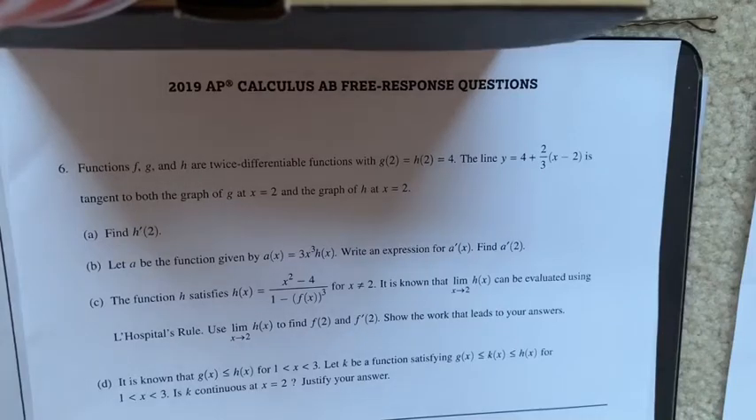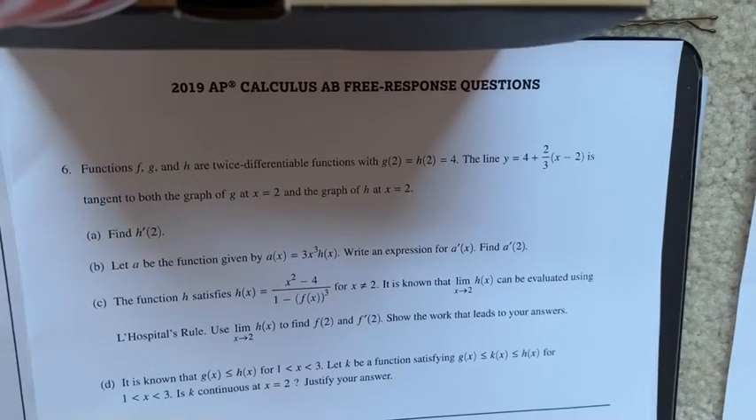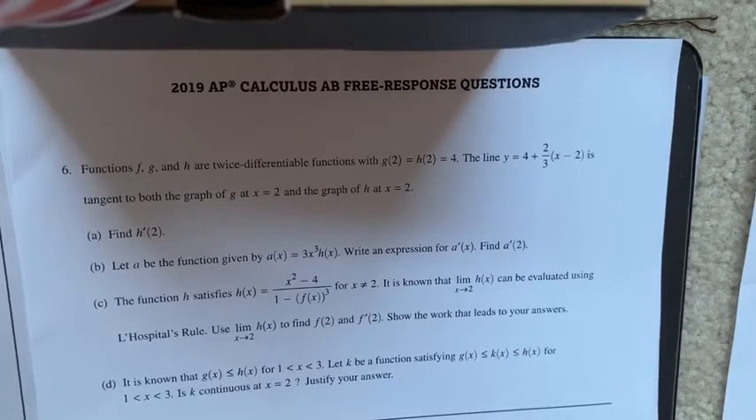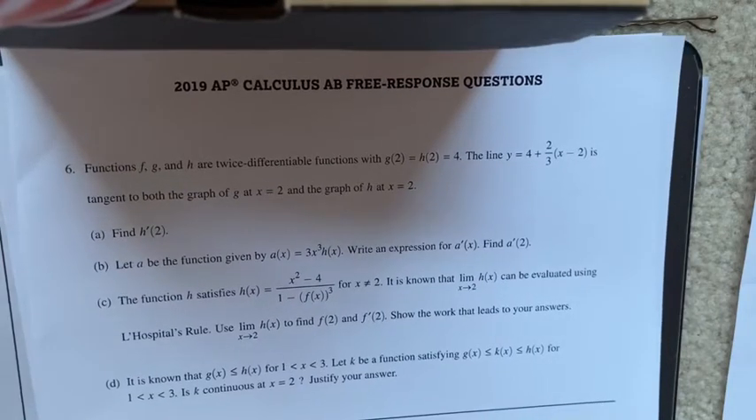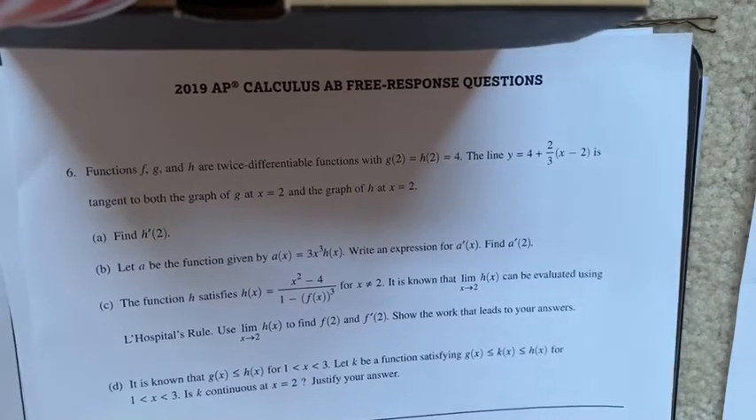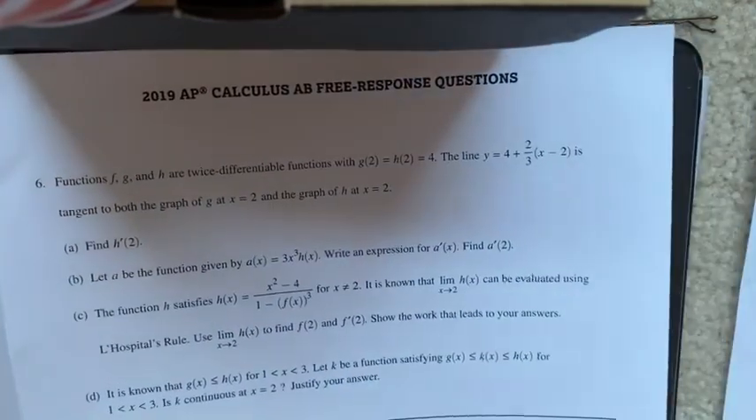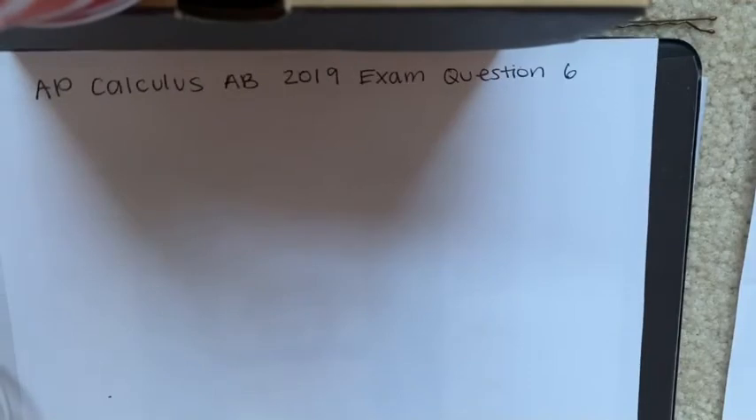Hi everyone, so today we're going to be discussing the released question from the 2019 AP Calculus AB free response, question 6. There are only 6 questions on the exam, so this was the last question. And we're going to be discussing how to solve this problem and then how to get your points. So this is what it looks like. Part A is asking to find h prime of 2.